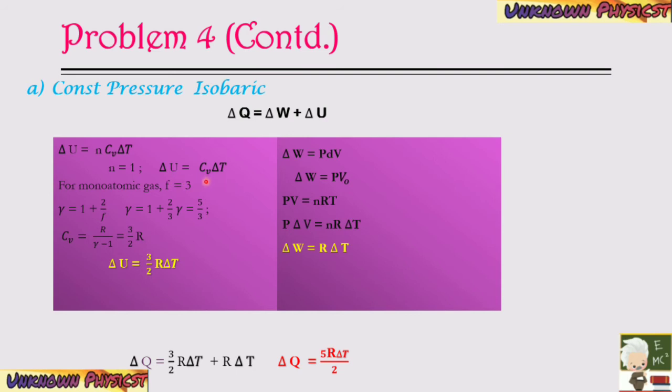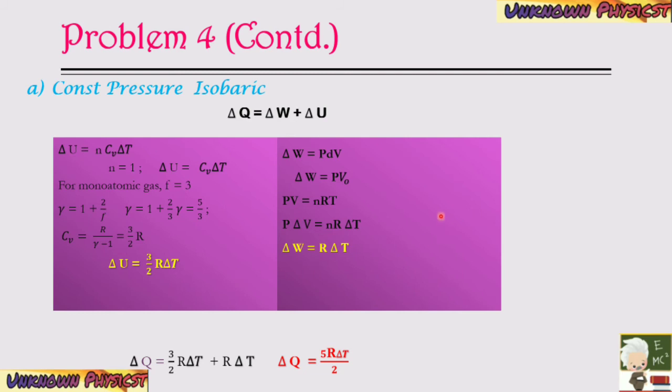How to get CV? They have mentioned there a monoatomic gas, so we can find the gamma value. So for monoatomic gas, degree of freedom f is 3. So by substituting it, you get gamma as 5 by 3 and CV is equal to 3 by 2 R. So substitute the CV value, you will get delta U is equal to 3 by 2 R delta T.